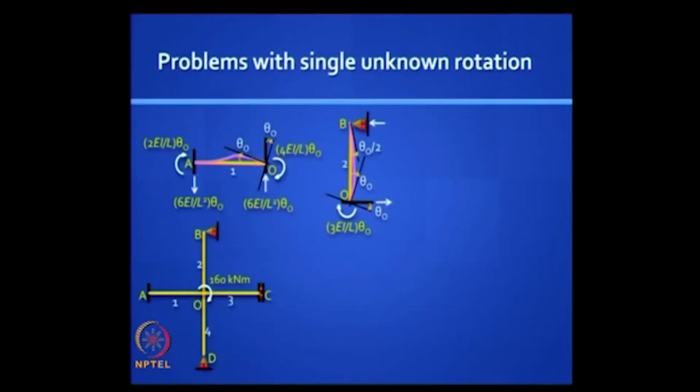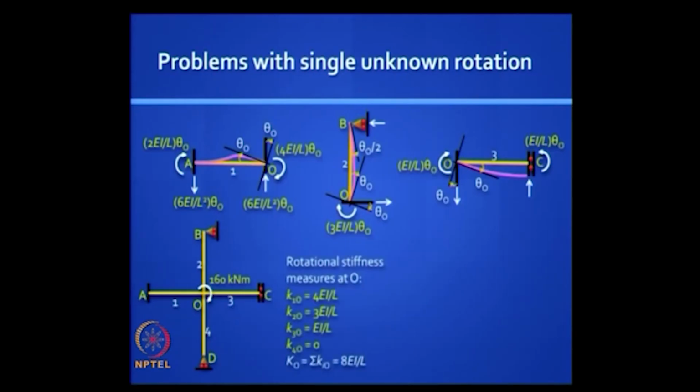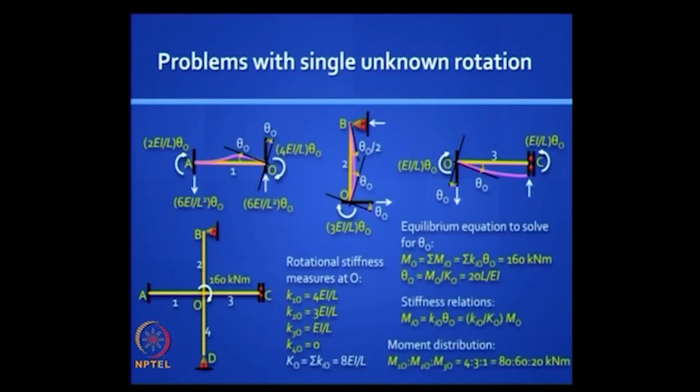Which is the tension side? Draw the deflected shape. Okay, so this is the first element, 4 EI by L. This is the second element, 3 EI by L. This is the third element, EI by L. And the fourth is not worth drawing, it's a straight line. These are the stiffnesses. This is the 160 kilonewton. Total stiffness adds up to 20 EI by L. And the ratio is 4:3:1.